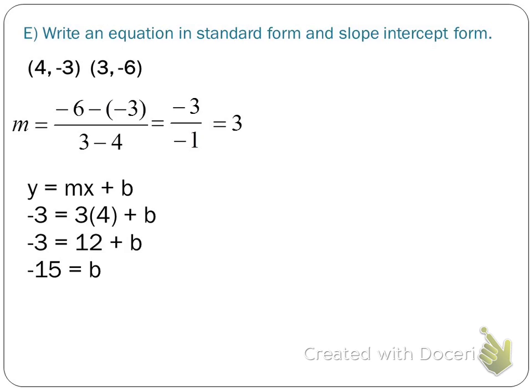Once you have m and you have b, you are ready to go. What is this equation in slope-intercept form? Someone besides? No. Okay. Someone else. Yes. Y equals 3x minus 15. Very good.